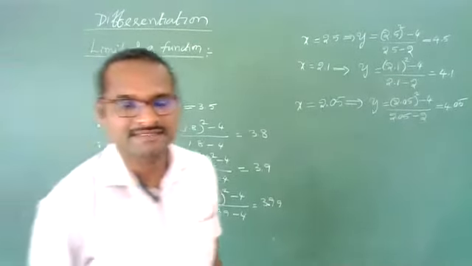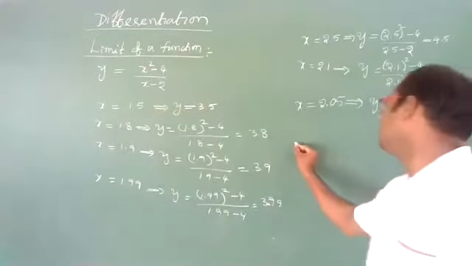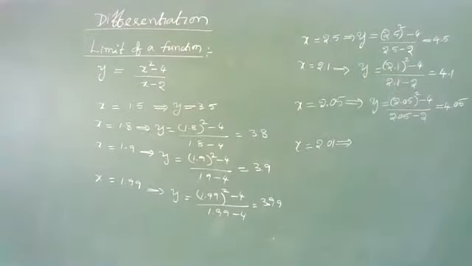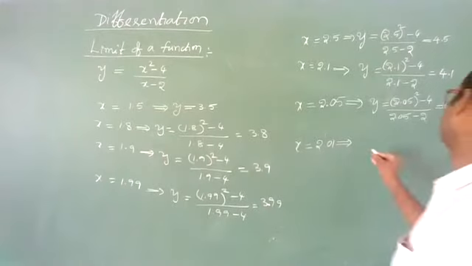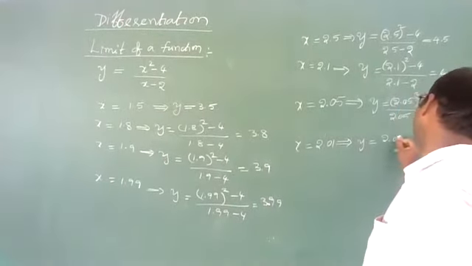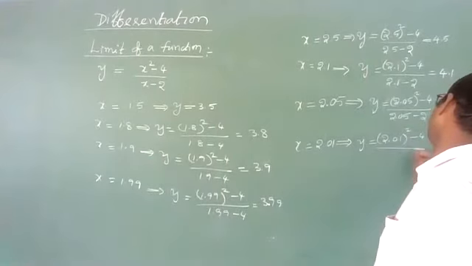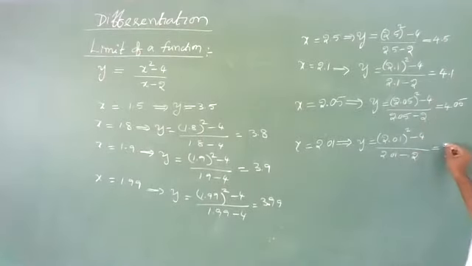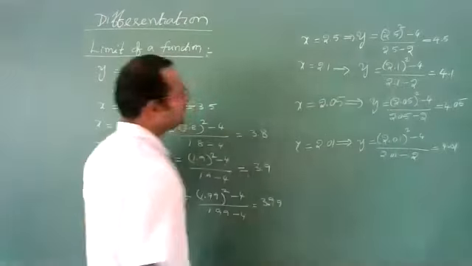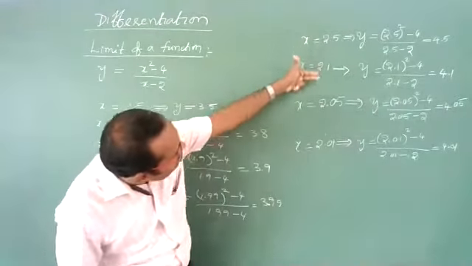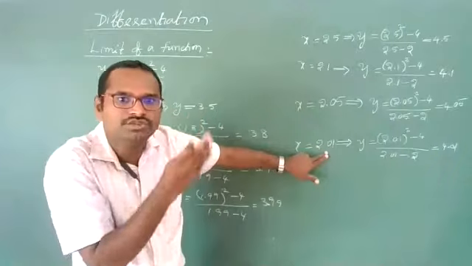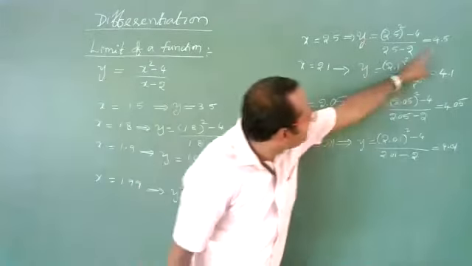Clear, students? Yes. Still let us decrease this x value, let us decrease x value as 2.01. What you will get is y is equal to 2.01 whole square minus 4 divided by 2.01 minus 2. You will get 4.01. Now what you have observed is when x value is approaching 2, y value is approaching 4.